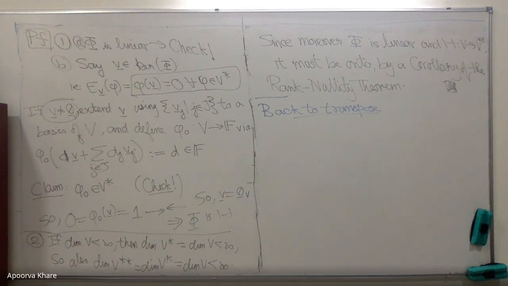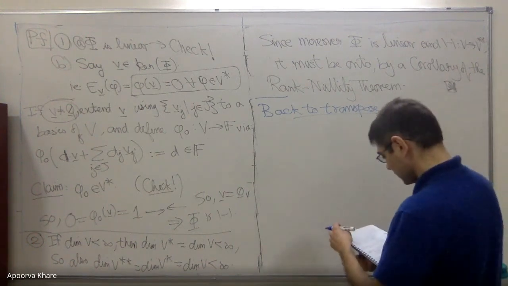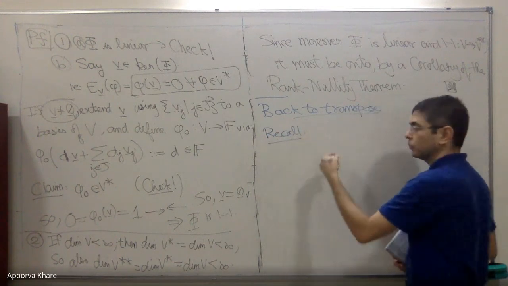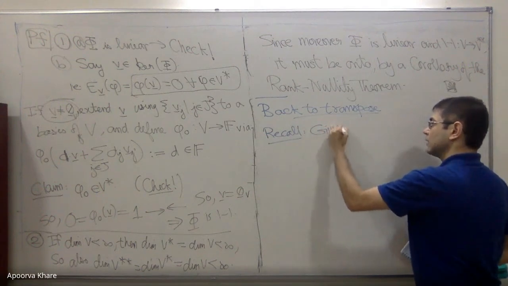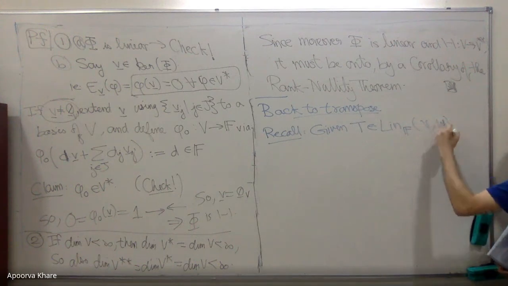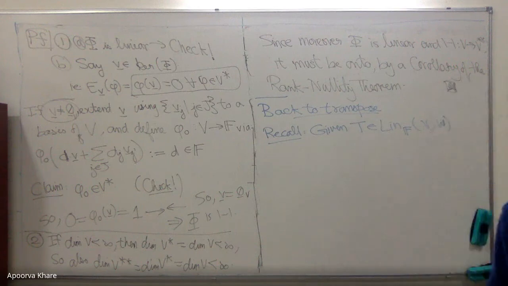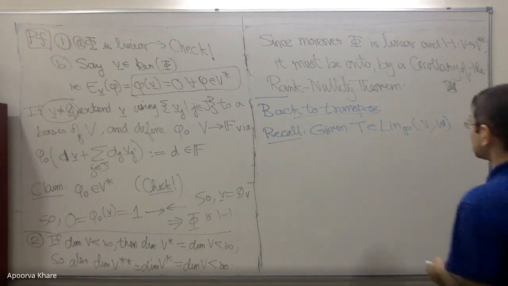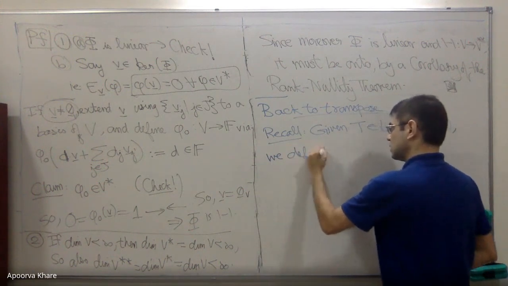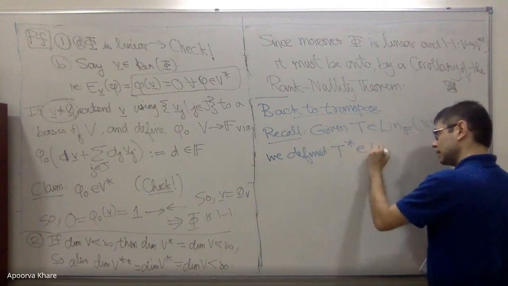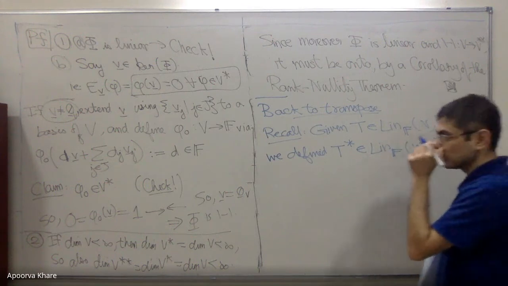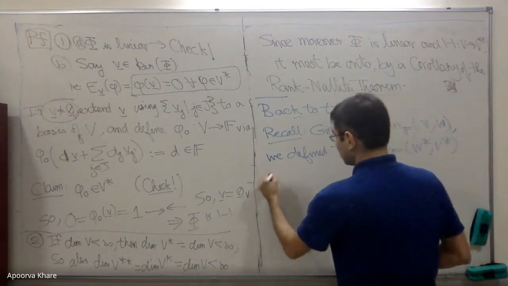So recall from last time basically, and from the beginning of the board this time, recall given vector spaces, let's say given T in Lin(F; V, W), which automatically clarifies that V and W are F linear vector spaces, T is a linear map between them, and we defined T star in Lin(F; W star, V star).